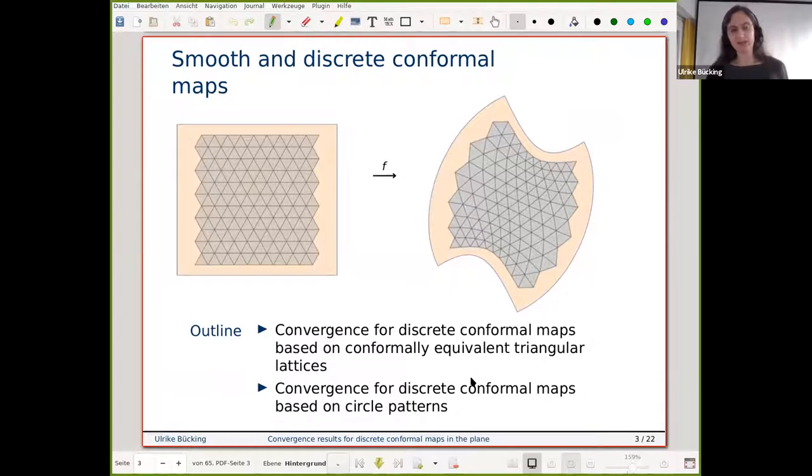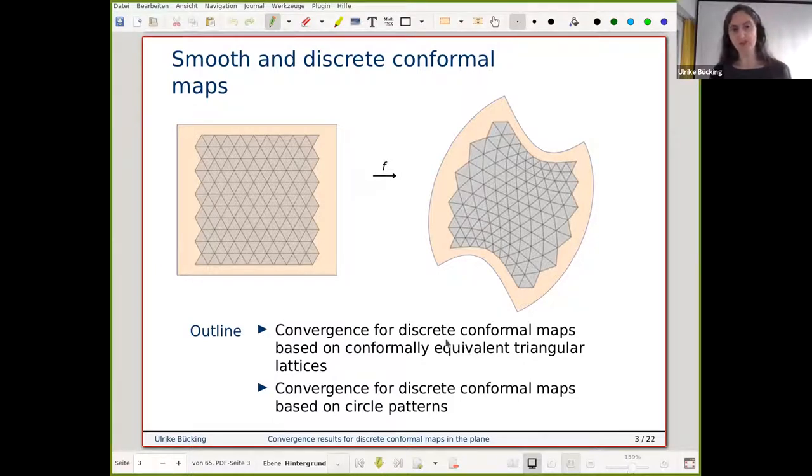And historically, there are lots of discrete versions of the corresponding smooth ones. We heard about lots of discrete versions for Laplacians, in Ivan's talk and Max's talk and other talks. And I want to study only two notions of discrete conformal maps, in reverse historical order.